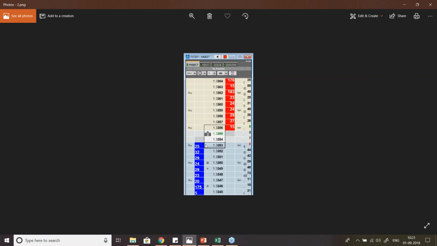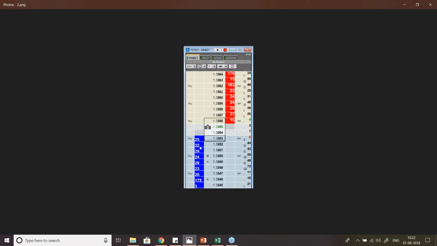right? So let us say that now I place 500 lots. Okay, that's a huge amount. If you see, the average volume here is about 25 to 30 on the bid and ask side. If I place 500 lots on the buy side, that is at 1.3353, I place 500 on top of this 25. Okay, what will happen? What do you think will happen?